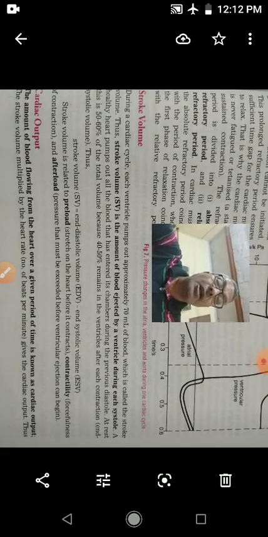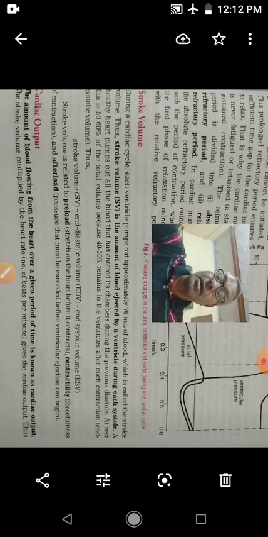Children, now you have to study about stroke volume and cardiac output. So what is the stroke volume? Children, you know during the cardiac cycle the ventricles pump the blood. The amount of blood which is pumped by the ventricle in each contraction is called the stroke volume.